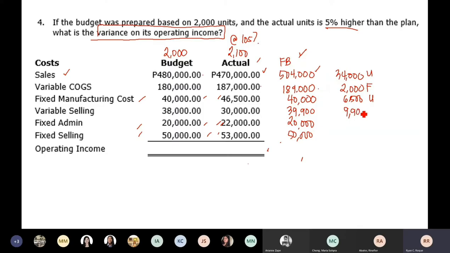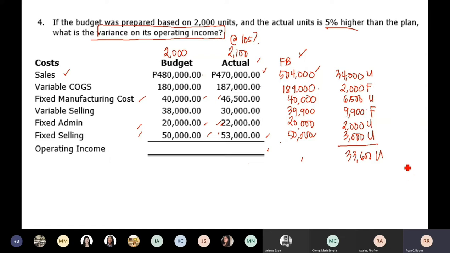So this is 9,900 na mababa ang actual, favorable. And this one is 2,000, unfavorable. Ito naman 50 and 53, 3,000 na unfavorable also. Okay, so let's just get the total. So that would be 34 minus 2 plus 6.5 minus 9,900 plus 2,000 plus 3,000. So the answer is 33,600 na unfavorable na variance ng operating income.